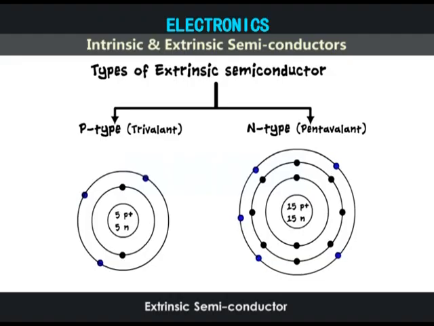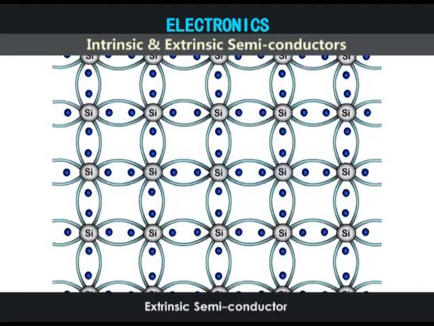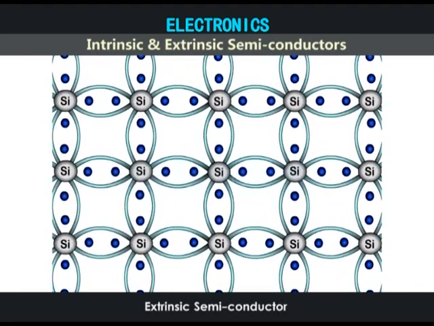Common examples of trivalents are boron, gallium, and indium, and those of pentavalent are phosphorus, arsenic, and antimony. The process of adding impurities to a semiconductor is called doping, and the impurities are called dopants.